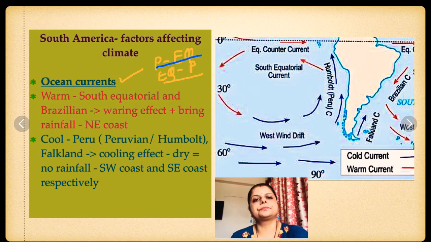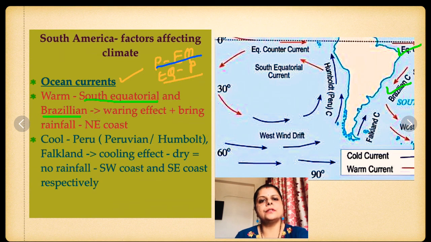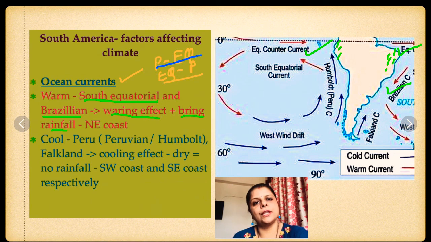Now, the warm currents which affect the margins of South America. So South Equatorial Current and Brazilian Current, these are the two examples of warm ocean currents of South America. They have a warming effect on the coastal region which they wash, and because they are warm, they have a lot of capacity to take moisture, so they bring rainfall, especially in the northeastern coast of South America.